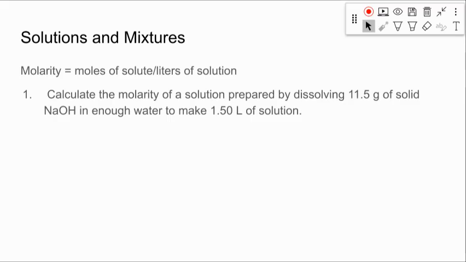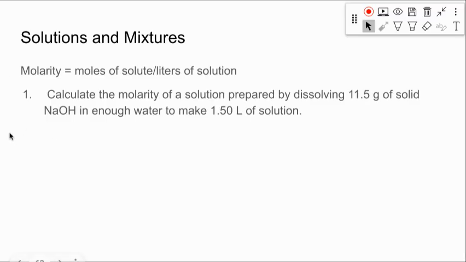In order to use the molarity equation, we have to have moles and liters. In this problem, it says calculate the molarity of a solution prepared by dissolving 11.5 grams of solid NaOH in enough water to make 1.50 liters of solution. We already have our liters. We do not have our moles, but we can do a basic gram to mole conversion.